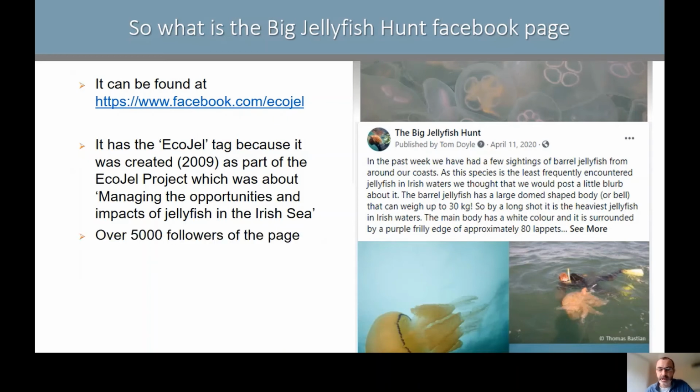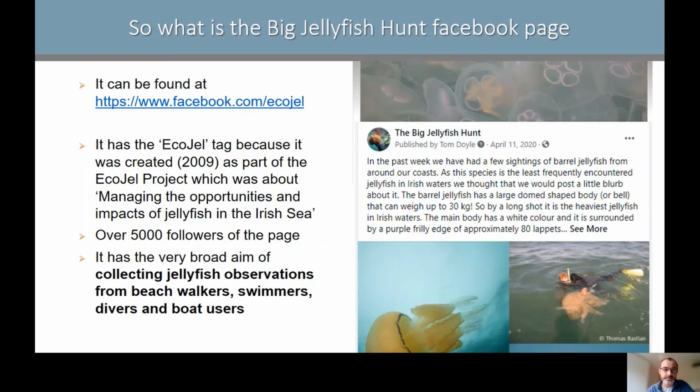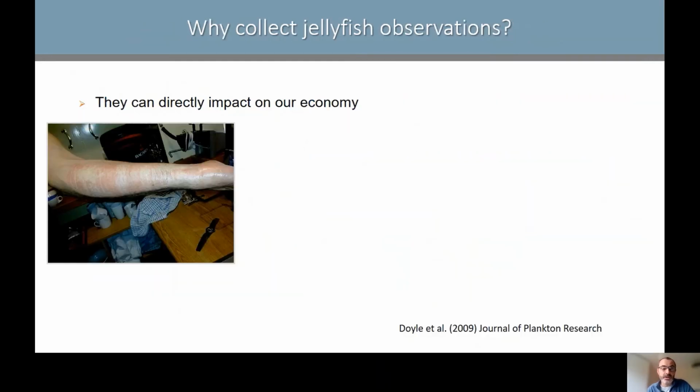But since then, the Facebook page has grown and we now have over 5,000 followers of the page, so it gets quite a lot of attention, and it has the very broad aim of collecting jellyfish observations from beach walkers, swimmers, divers and boat users, and from anyone really. So why collect jellyfish observations?